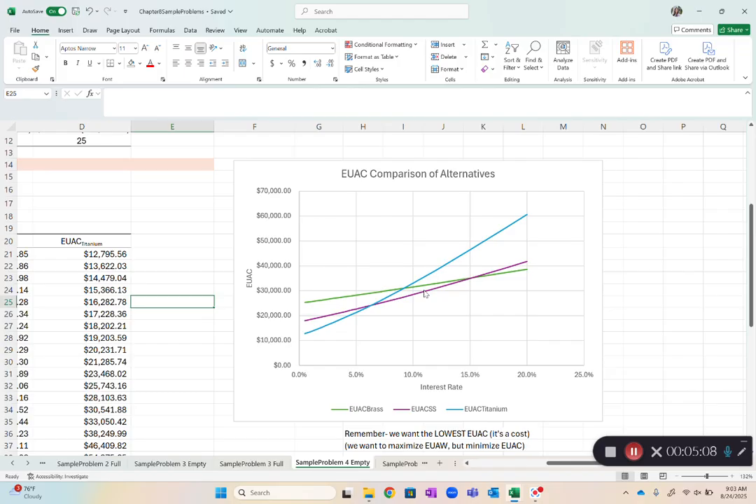Okay, so if you remember, when I put a little note here, we want the lowest equivalent uniform annual cost because it's a cost, right? So I want to spend the least amount of money. So in the previous examples, we wanted to maximize the EUAW, but that's because it was a total value. So I wanted a higher total value, not a lower one. So if I look at it this way, basically what I want then is the lowest line during each interval, or the bottom line during each interval.